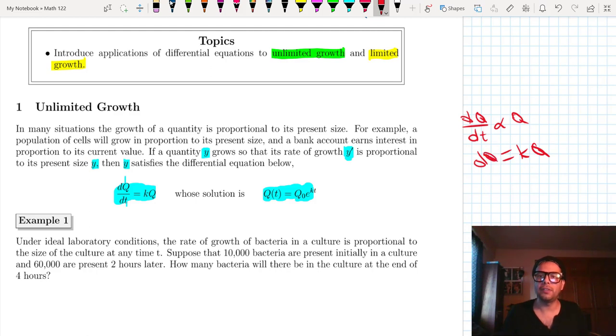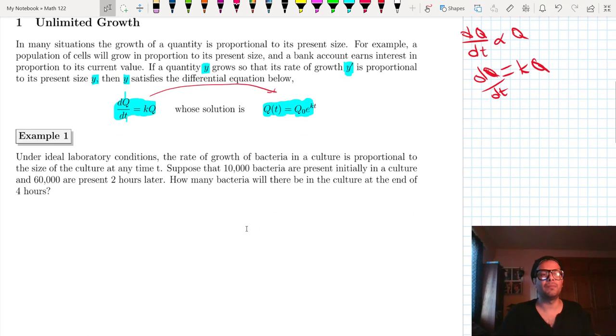Okay, so this will give us the dQ over dt differential equation. The details on how to get from here to there basically require separation of variables. I'll let you read the textbook for that derivation. Let's just go ahead and do an example.